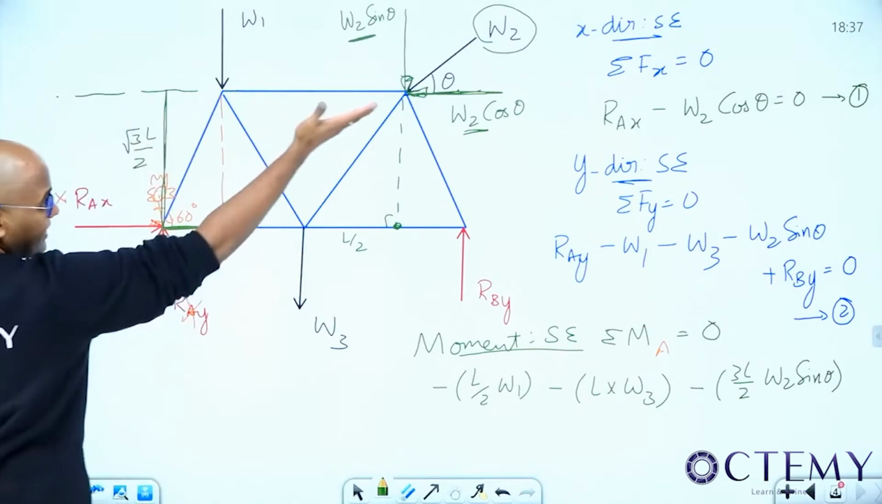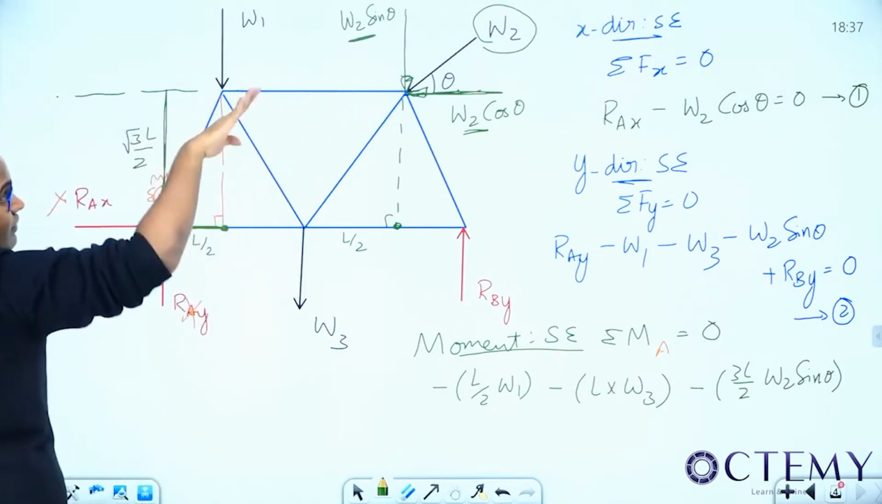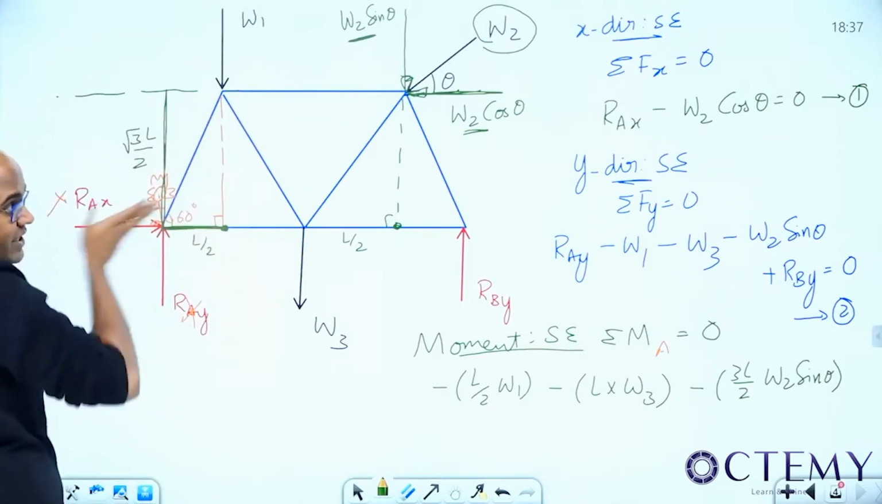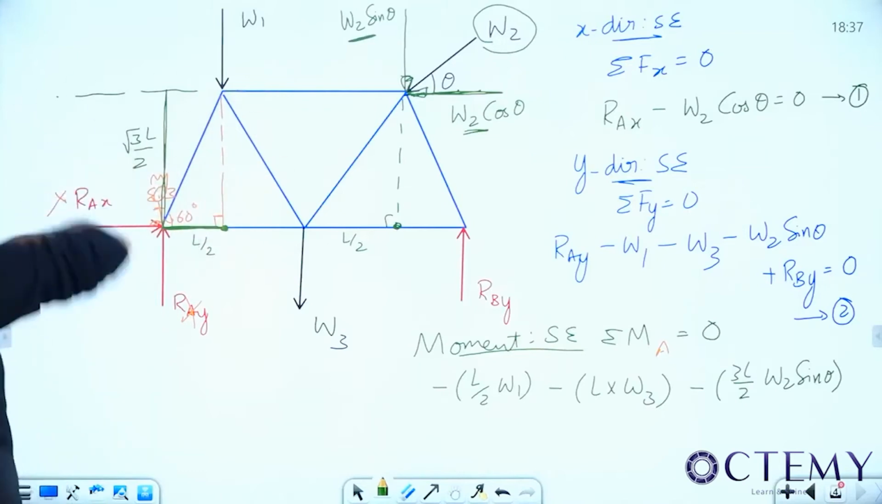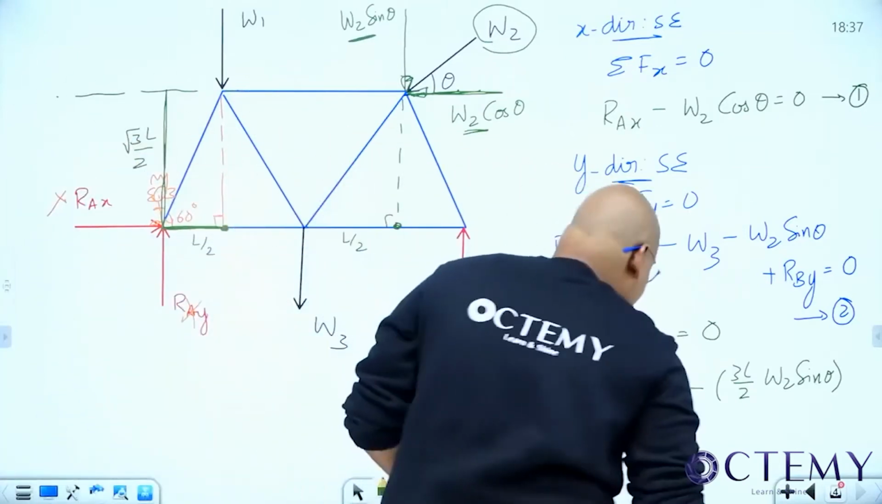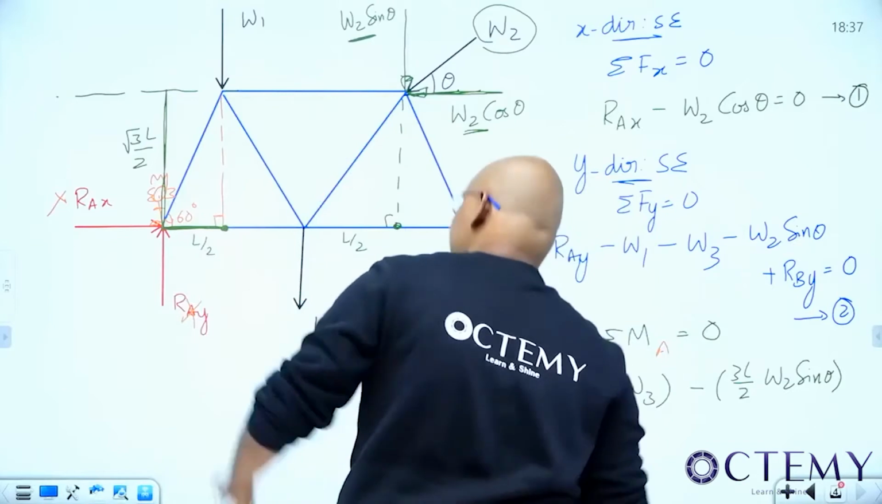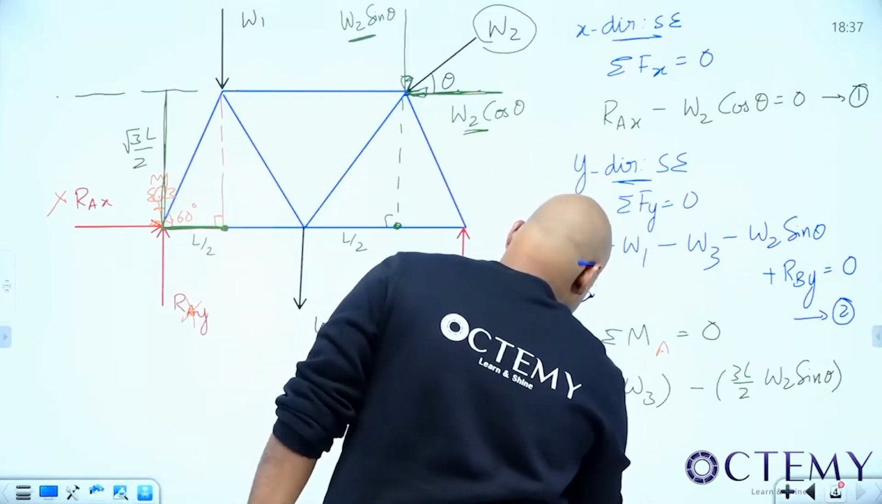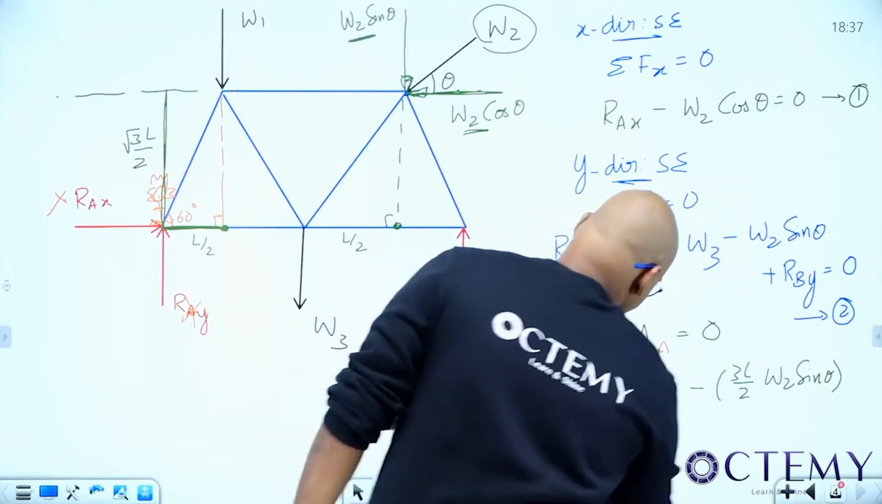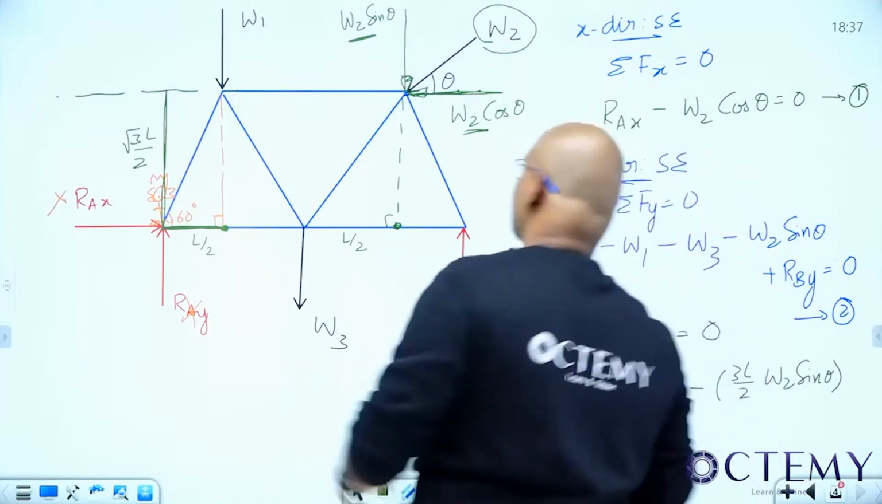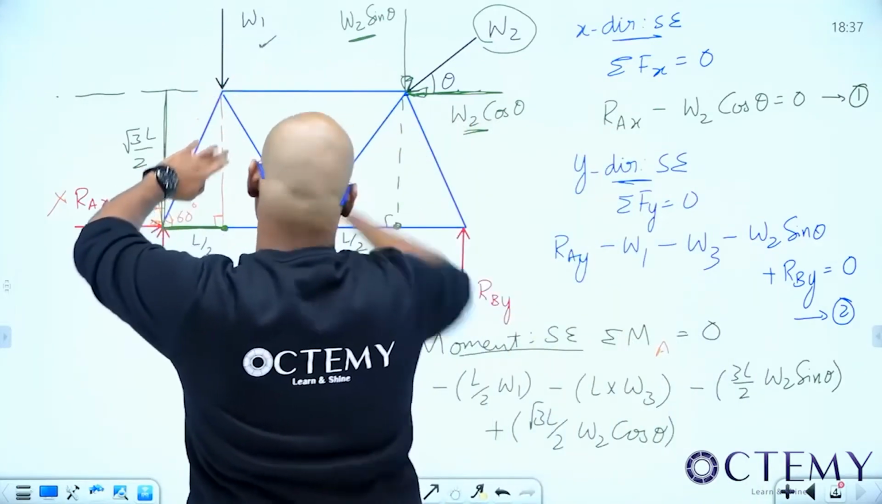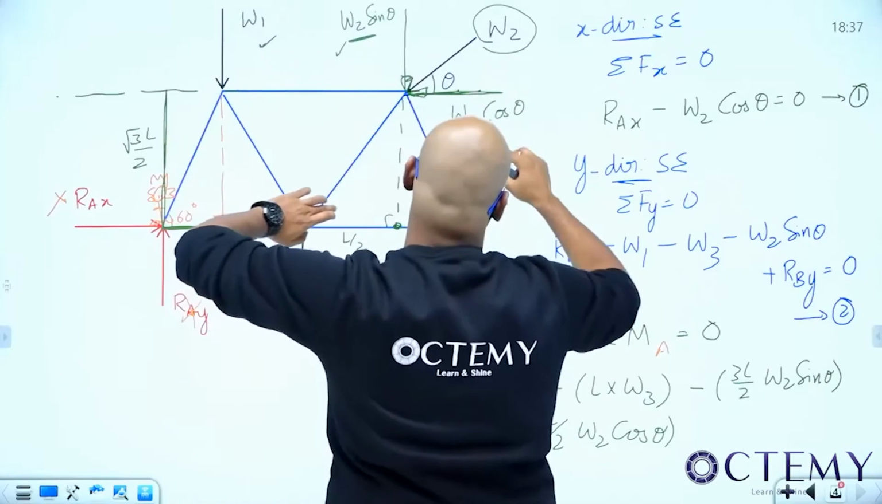Now, this is the position vector. How is W2 cos theta acting? See, W2 sin theta is down like this, but W2 cos theta is like this. So which direction is it? Anti-clockwise. So plus root 3L by 2, W2 cos theta. So W1 done, W3 done, W2 sin theta done, W2 cos theta done.